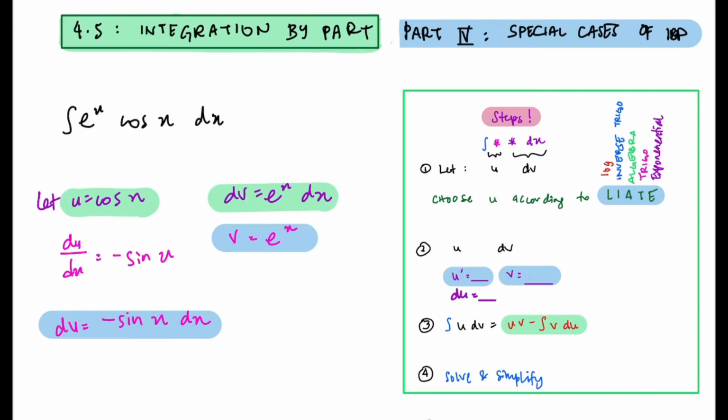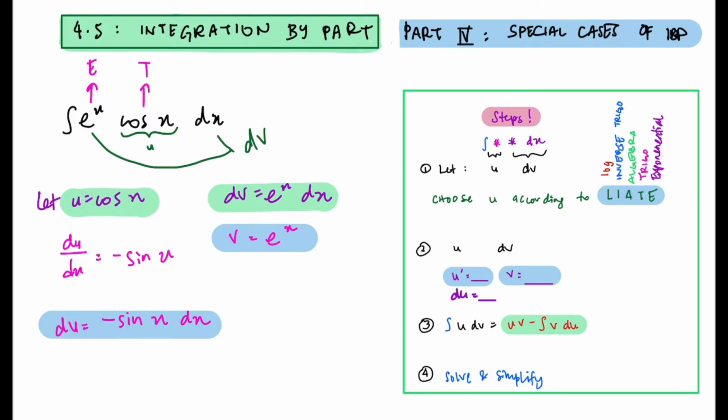You can see that this is two functions multiplied to each other, so for sure you should use IBP. Let us see, e to the power of x here is exponential, cos x here is trigo. Between e and t, t comes first, so we should put cos x as u, and the rest of the function should be dv. So let u equal cos x, while dv is e to the power of x dx. Now from your u, let's differentiate. du over dx, differentiate cos is negative sine x. Therefore, du is equal to negative sine x dx.